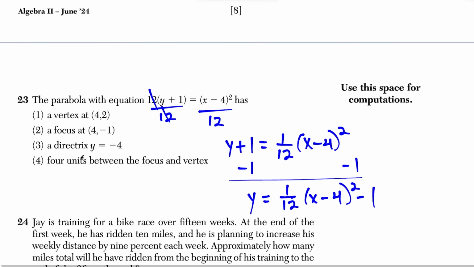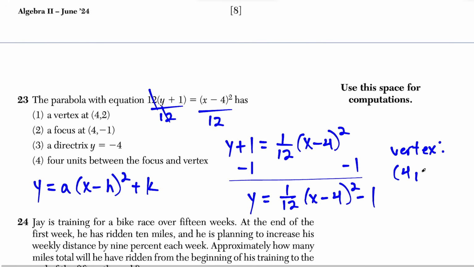If you don't recognize vertex form, that's when your quadratic is in the form of a times x minus h squared, and then plus k. And this allows us to identify the vertex. The vertex here, just by looking at the equation, is going to be 4, negative 1. Okay, the h, we take the opposite of. Notice that it's x minus h squared. So here, the opposite of minus 4 would be positive 4. And then the k value just directly matches the constant after the square.